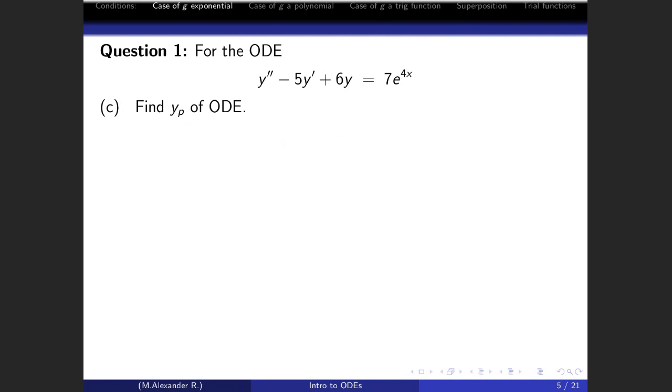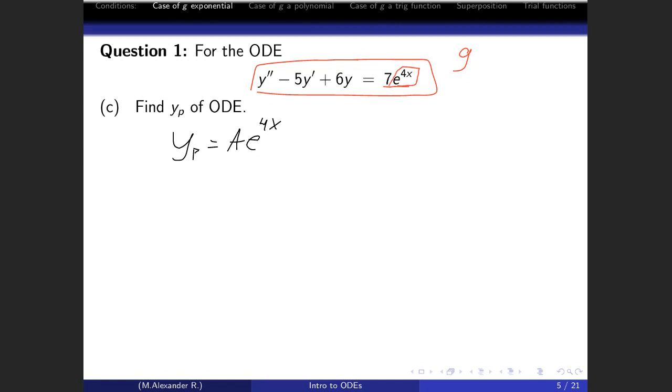All right, so now for part C, we're going to be dealing with the entire non-homogeneous differential equation, where the g function given to us is 7e to the 4x. And so now we are again going to guess what the solution is going to be. I'm going to guess that the particular solution is going to be e to the 4x, and that's because my g function is of this format.